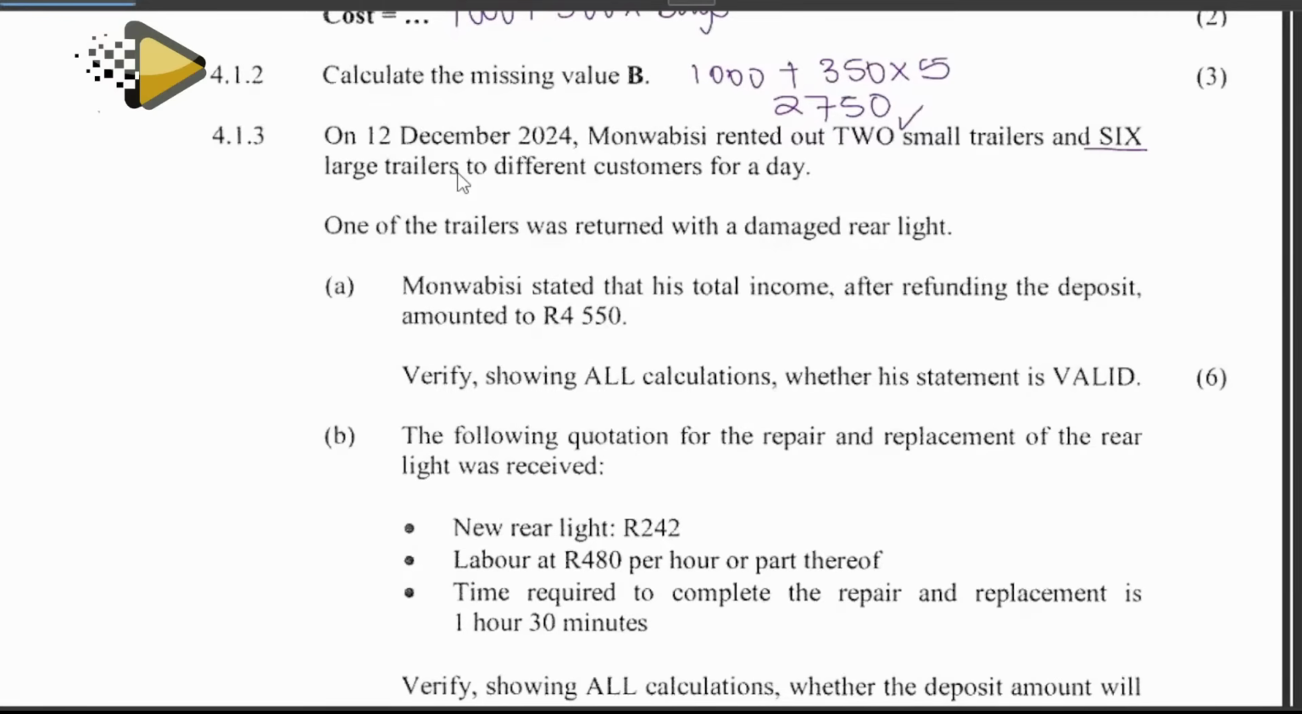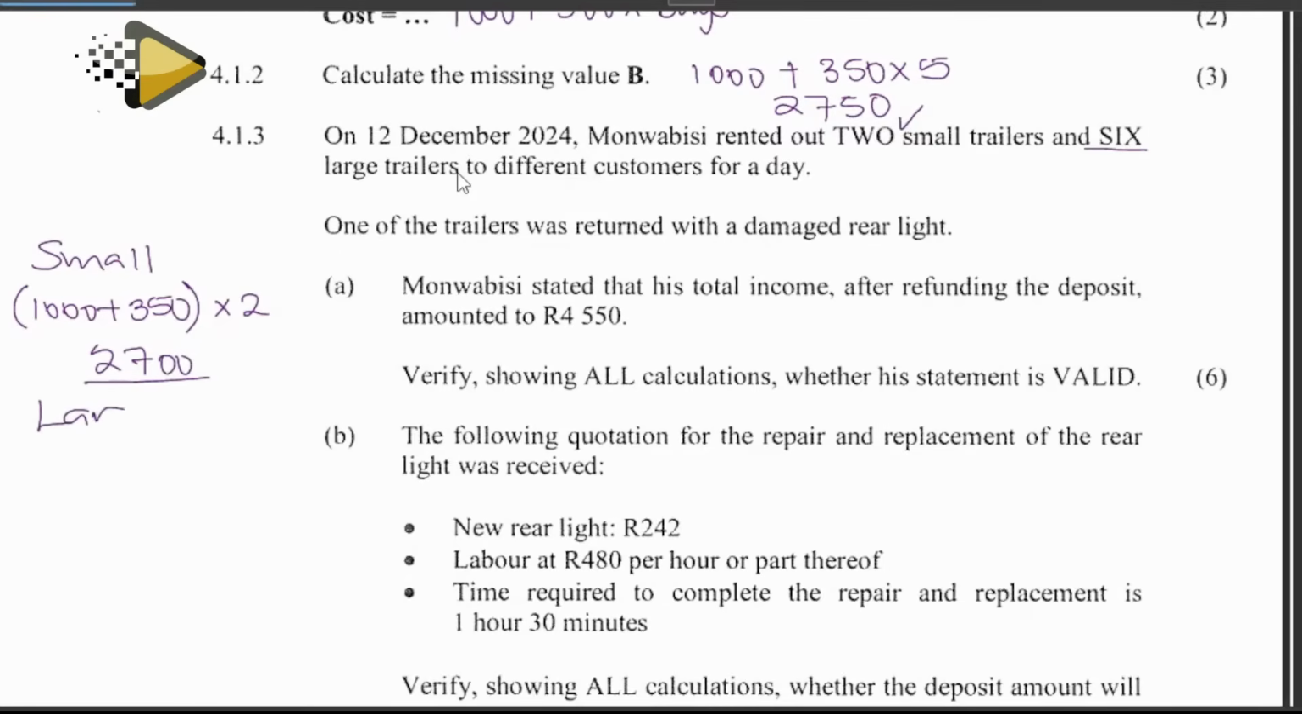What we need to know, get the cost for the small trailers first, which is going to be 1,000 plus 350. You understand? But remember, there were 2 trailers for a day. Yes, so we don't need to multiply by 1 day. You already know it's 1 day. So in 1 day, this would be how much? 1,000 plus 350 times 2. So it's 2,700.